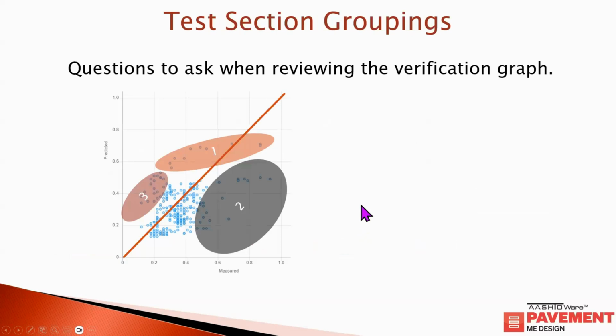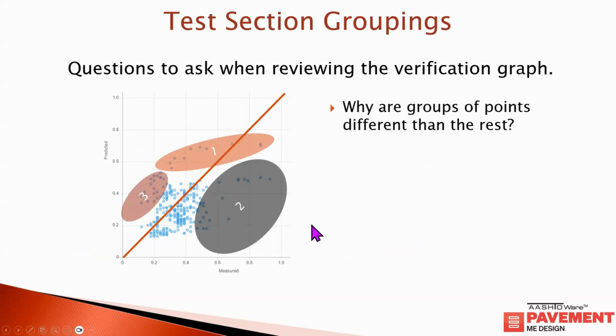So when you're looking at a verification graph, you want to see if you can identify groups of data or groups of test sections that are driving or increasing the bias and/or the standard error. In this case here, you can kind of see there's three categories that have been identified. So you have to ask some questions here. First of all, why are these groups? What common materials feature or environmental feature? What is common about these groups?